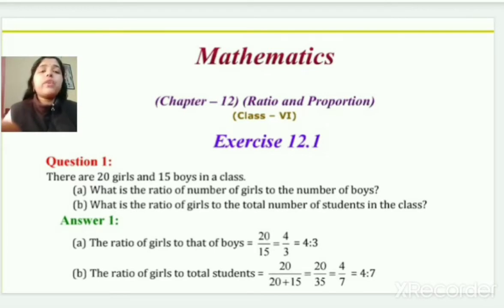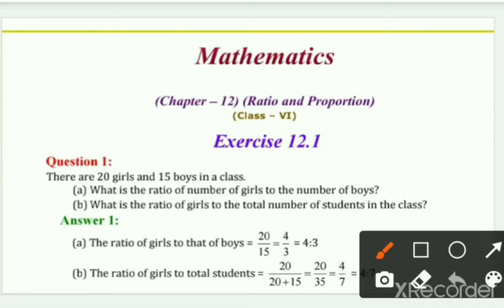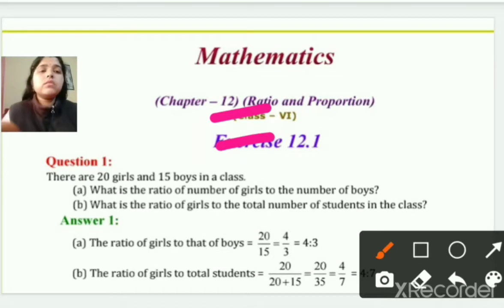Yes, we have to find the ratio of the number of girls to the number of boys. As we all know, the total number of girls is 20 and the total number of boys is 15. So the ratio of girls to that of boys will be equal to... how many girls are there? It is asking before.